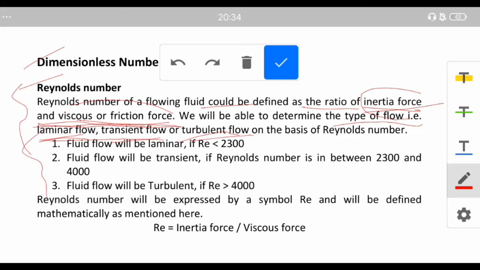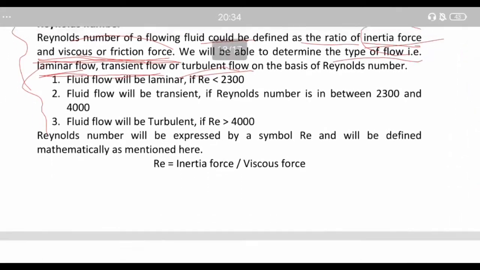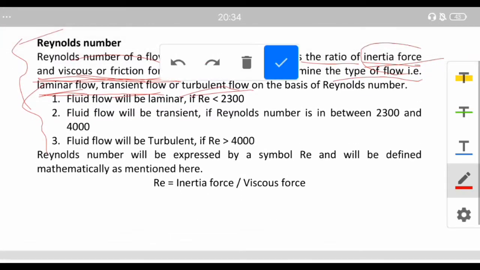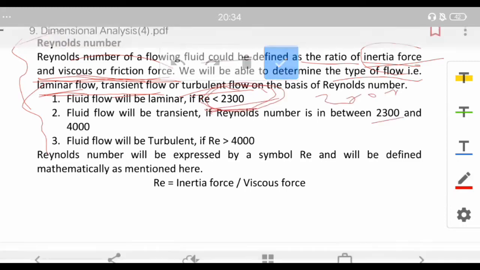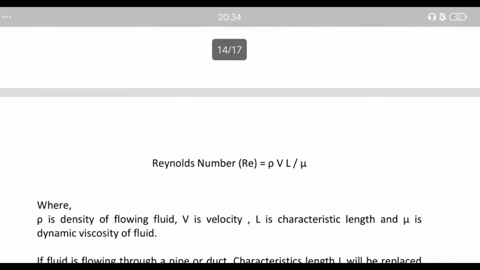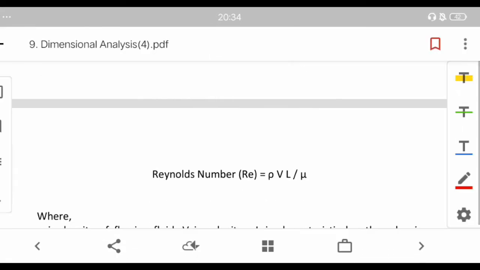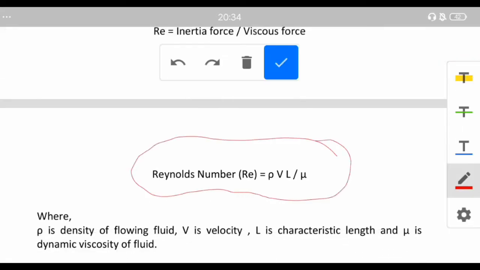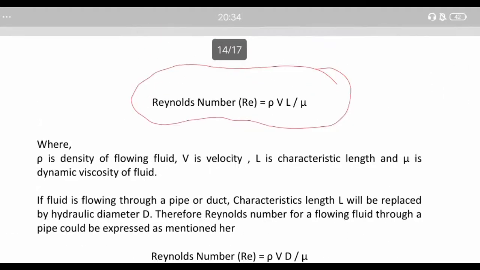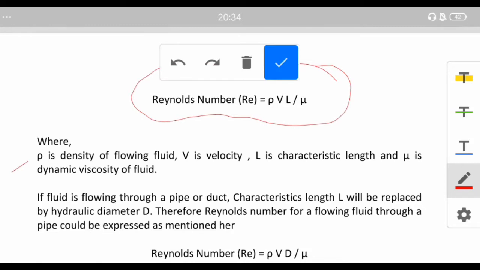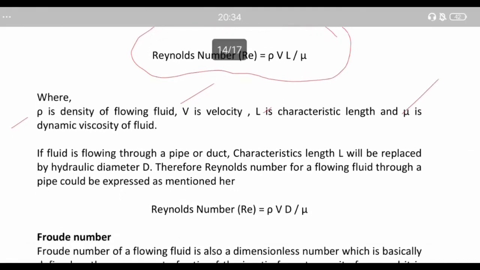Here are a few conditions which are given. Also, regarding the conditions which we read previously, somewhere it is taken as 2000 and somewhere as 2300, so you can make a note of this change. Preferably it is used as 2000 instead of 2300, and this is for a particular pipe flow. Re is given by rho VL upon mu, where you know the significance of each term, what rho, V, L and mu are. We have already discussed this in our previous video lecture.